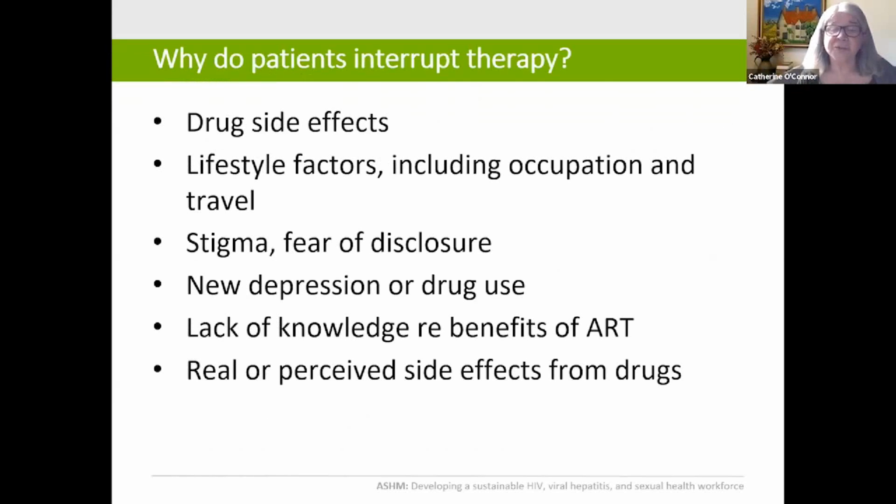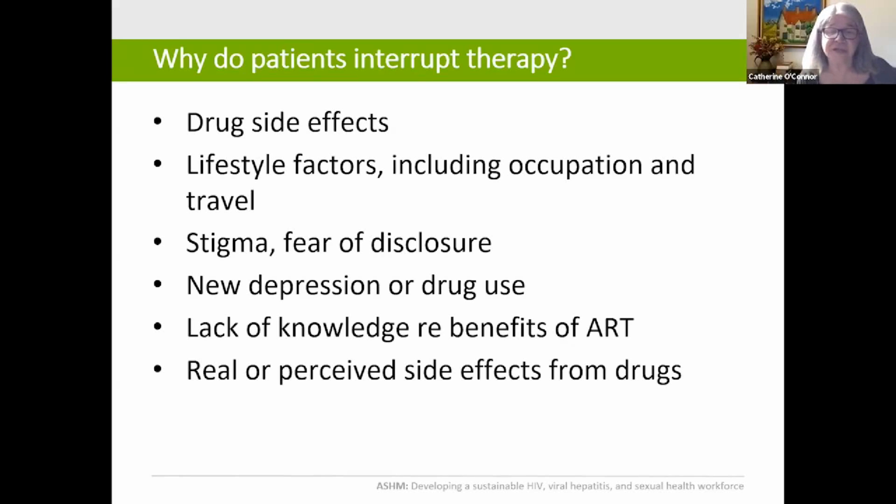So why do patients interrupt therapy? Sometimes it's drug side effects that we're not aware of or that they're just sick of. Sometimes it's lifestyle factors, including occupational and travel. And this can be FIFO workers, people having to work at night, people who've had their timetables interrupted.